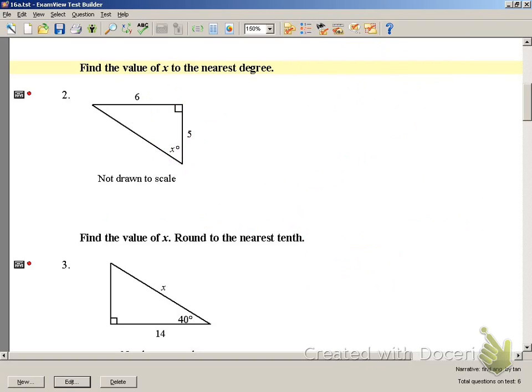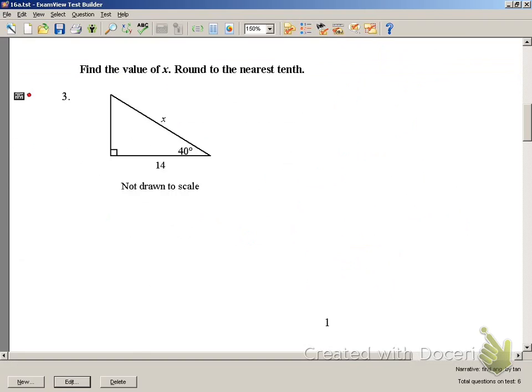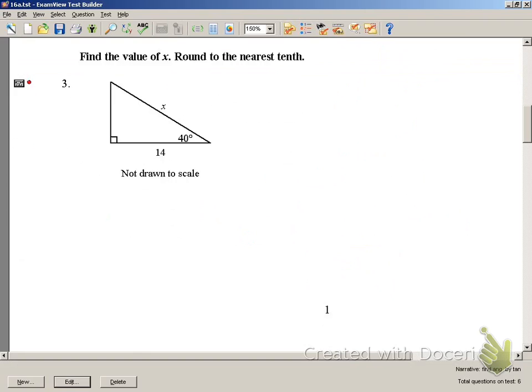Let's look at number 3. Find the value of x, round to the nearest tenth. Once again, take what we're given. Here is the angle that I am given. Always, this side right here is opposite. Notice we do not have a value for that side. I have the adjacent and I have the hypotenuse.